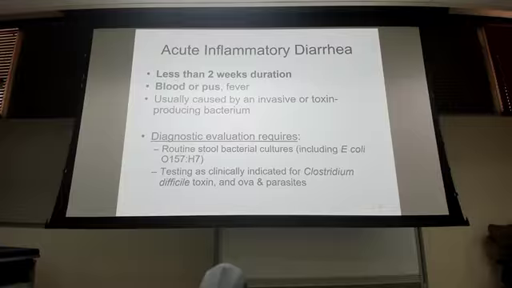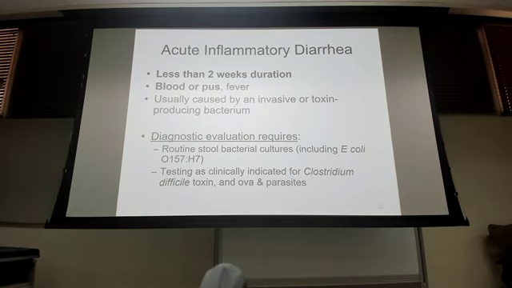Tenesmus, right? That muscle cramping, abdominal, feeling like you've got to go, abdominal cramping. Now we're talking about invasive or toxin-producing bacteria, usually. You've got blood or pus in the stool. And once again, it's acute, less than 2 weeks.